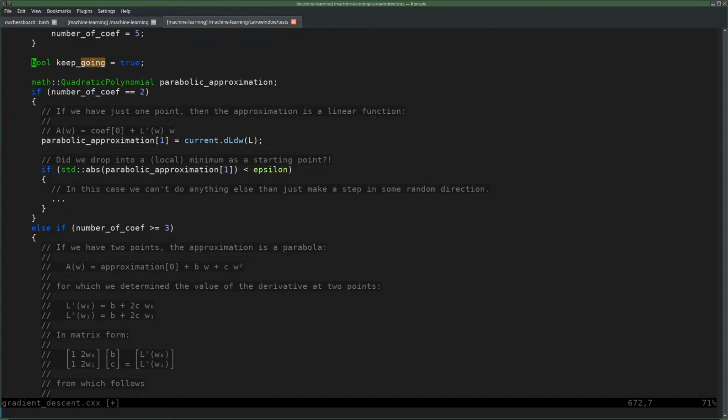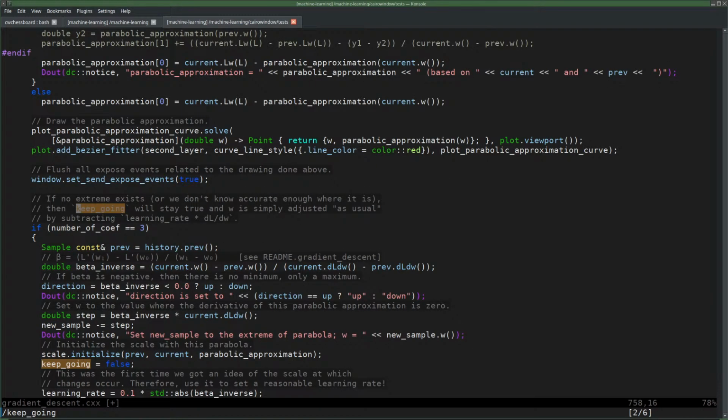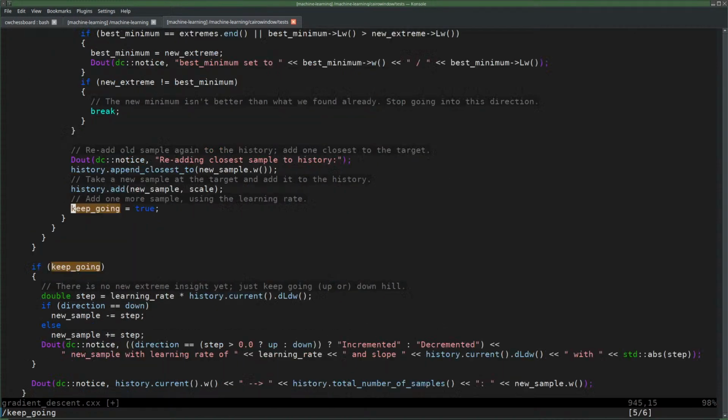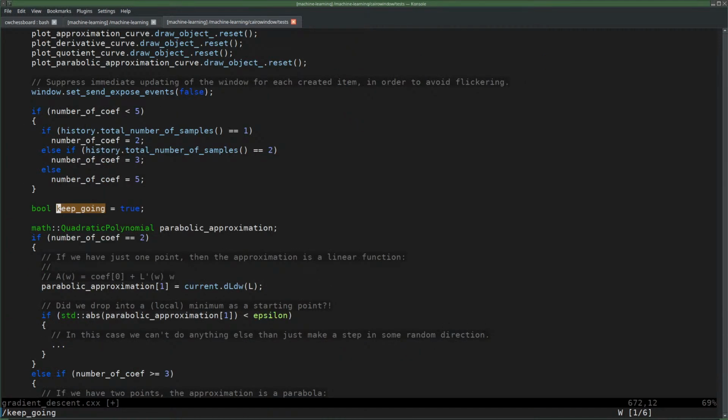Could make it an enum with 3 values. Either keep going, don't keep going, or something. And then I can add to that the thing, or do a random something. See how often keep going is just being set to false here, and then we tested there. So that seems to make sense. Just going to define it here, I suppose.